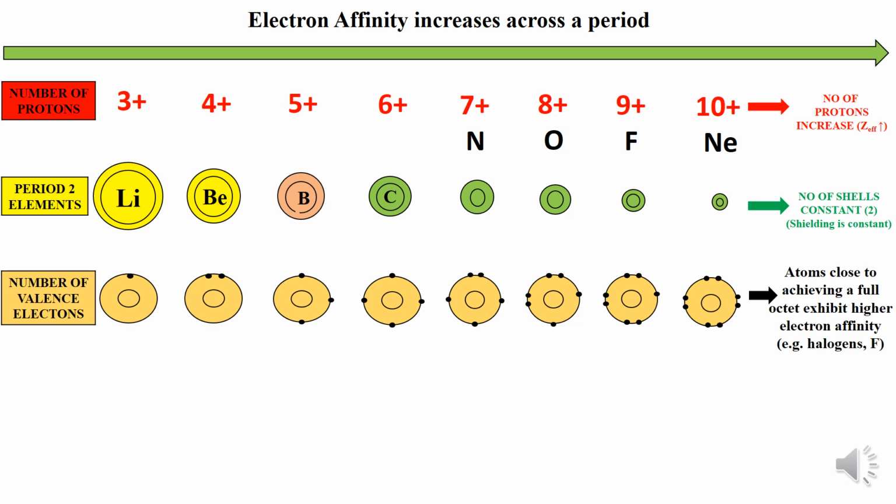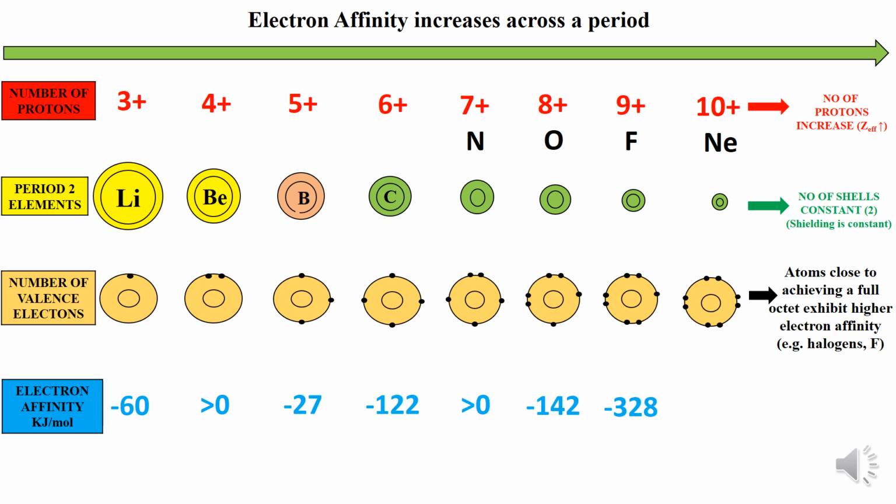So what you observe here is that atoms close to achieving a full octet will exhibit higher electron affinity values. For example, fluorine has a high electron affinity value as compared to other period 2 elements, because it just needs 1 electron to complete its octet. And oxygen is less than fluorine because it is short by 2 electrons to complete the octet. So these are the electron affinity values of period 2 elements.